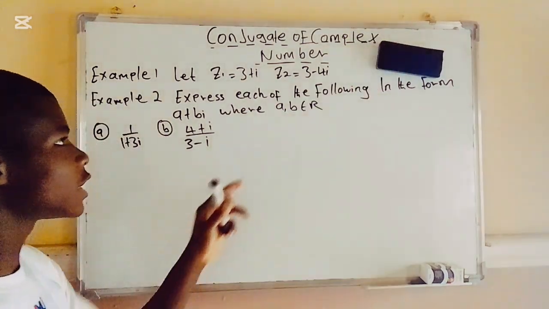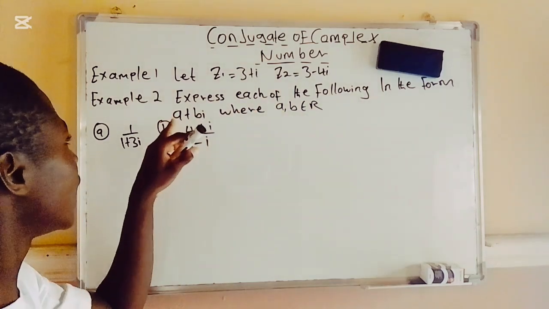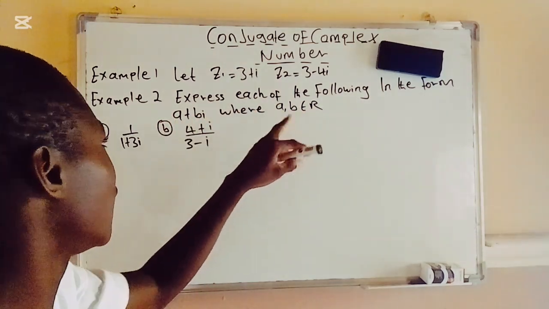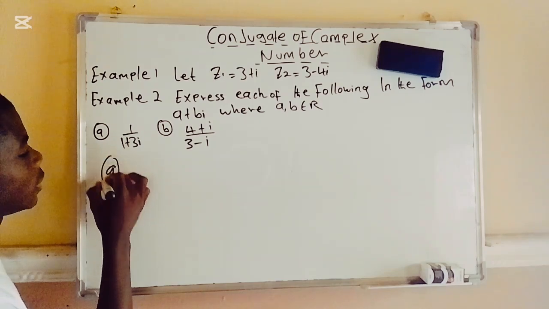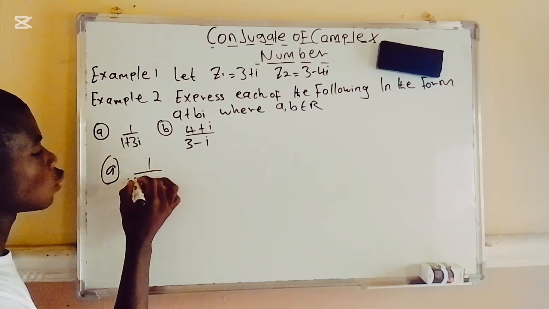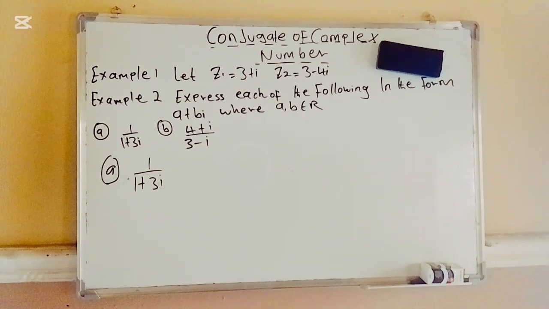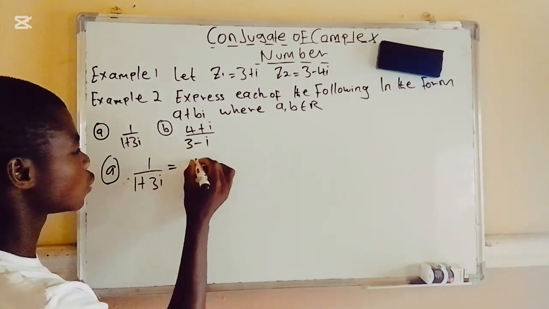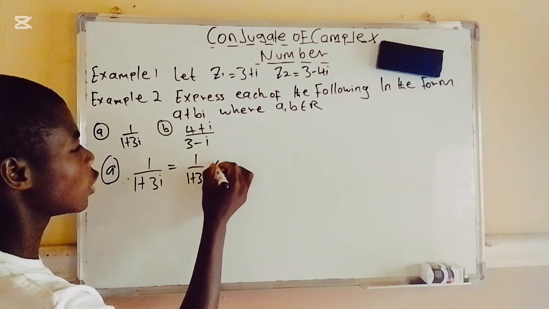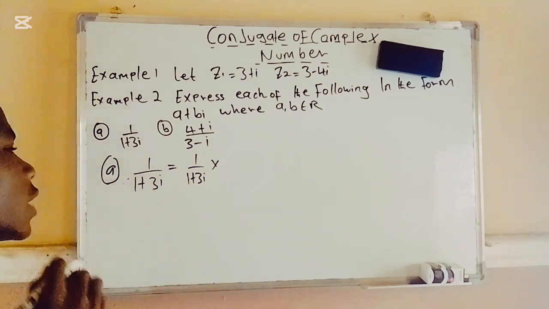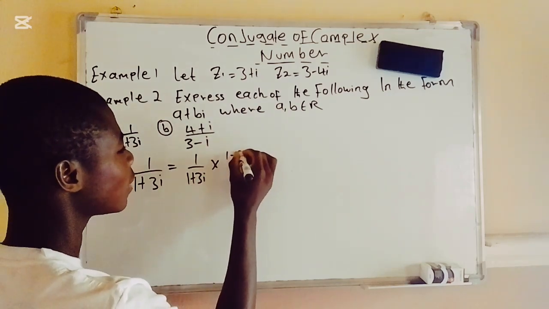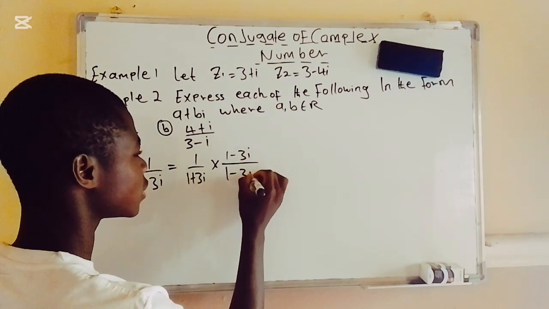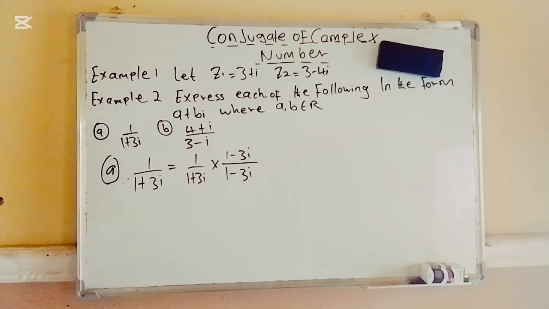We are asked to express each of the following in the form a plus bi, where a and b are elements of R, the real numbers. So how can we express this first question? A equals 1 over 1 plus 3i. We multiply by the conjugate, using the denominator: 1 plus 3i changes to 1 minus 3i, so we multiply by 1 minus 3i divided by 1 minus 3i. This is how you can find the conjugate of any number.